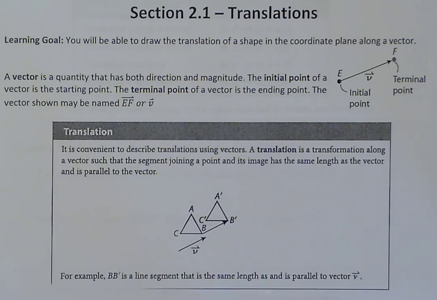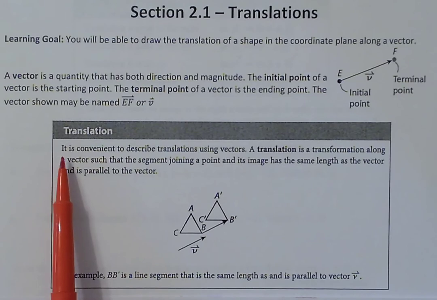All right. Now this part right here just kind of goes through and states what a translation is. So we'll go through and talk about it briefly, but like I said, really a translation is just sliding a shape from one spot to another. And in this case, we're talking about it along a vector.